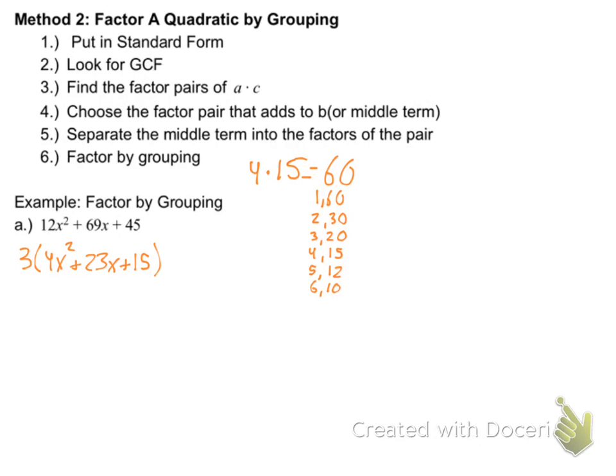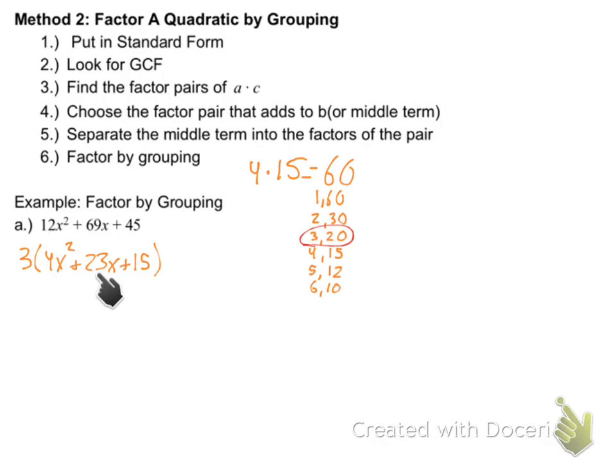Now, of these factor pairs, are any of those able to get me a 23? And the answer is yes. And it would be the pair of 3 and 20. So what does this mean? It means, guys, I am going to go to 23, and I'm going to rip it apart. I'm going to break it into 2 different numbers that when I put them back together, I get 23. And those numbers happen to be 3x and 20x.